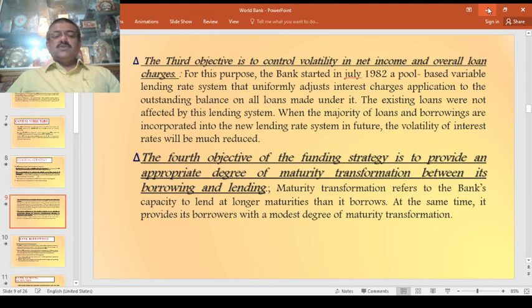The fourth objective of the funding strategy is to provide an appropriate degree of maturity transformation between its borrowing and lending. Maturity transformation refers to the bank's capacity to lend at longer maturities than it borrows. At the same time, it provides its borrowers with a modest degree of maturity transformation.